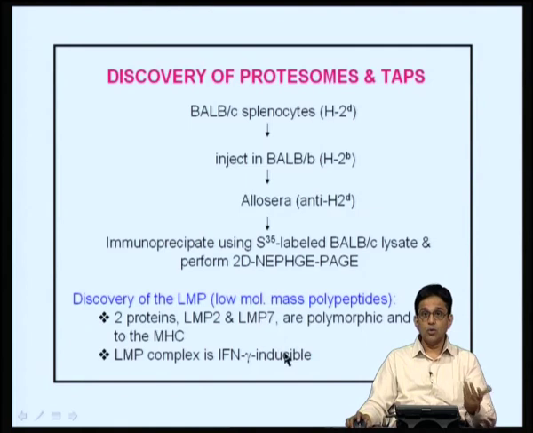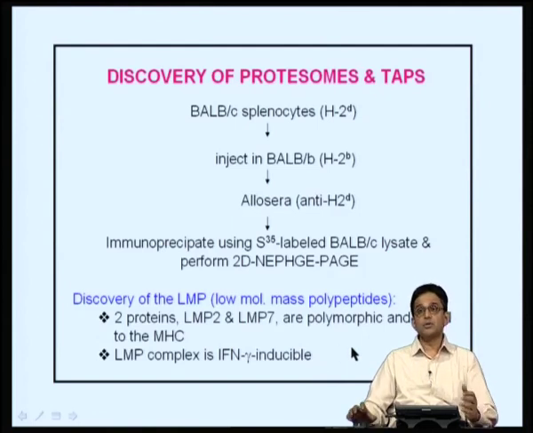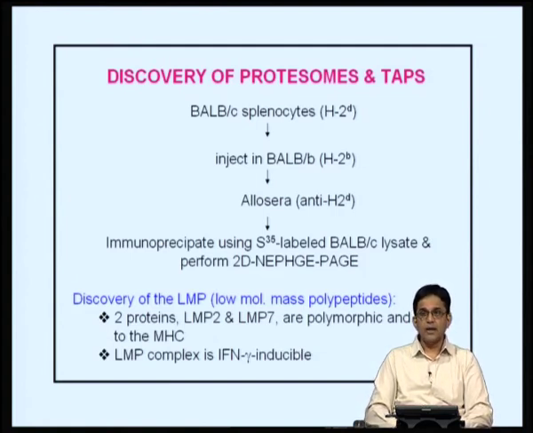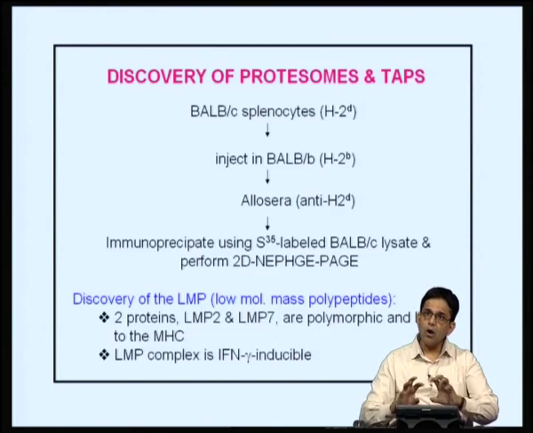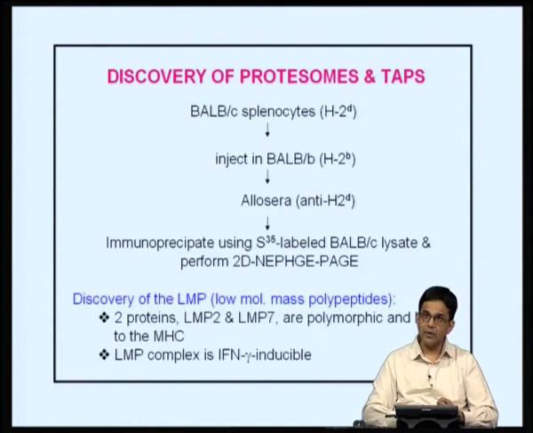Two low molecular mass peptides were identified. These are LMP2 and LMP7. They are polymorphic, they were linked to the MHC, and the LMP complex as such was interferon gamma inducible. So these are hallmarks of something to do with the MHC, and it is clearly important because MHC plays such an important role. What was interesting about this whole thing was that it at least gave the appearance at this point that they were not typical MHC class 1 or MHC class 2. They were some other proteins that were linked to the MHC. They were interferon gamma inducible, they were polymorphic, suggestive of something important.